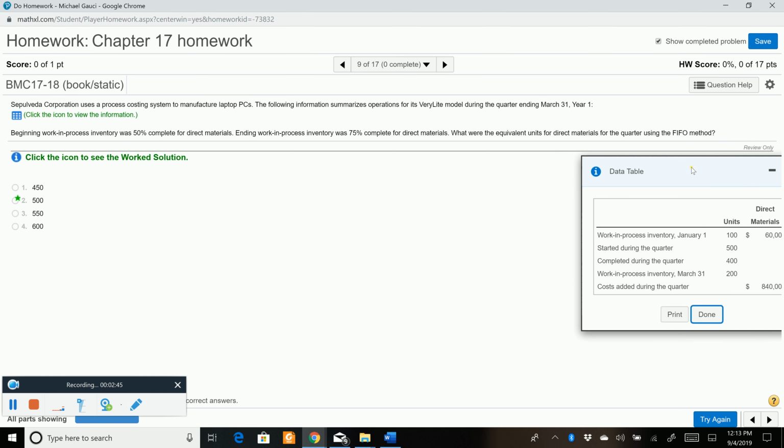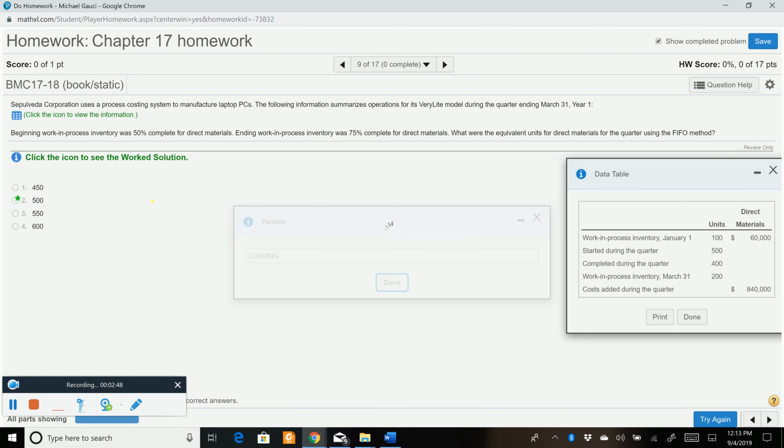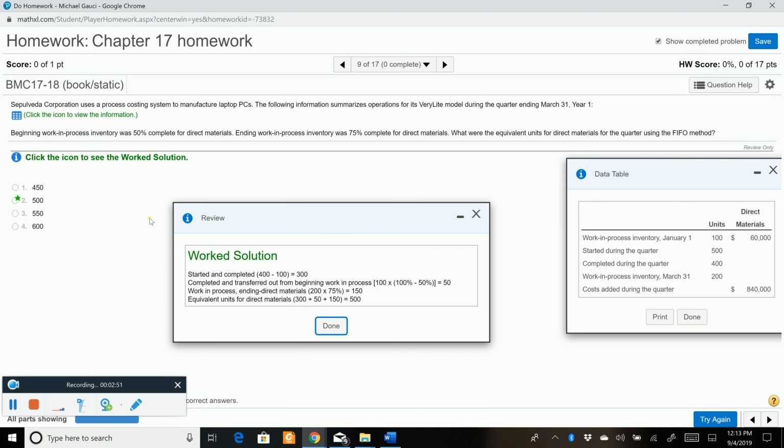Okay, in this next exercise, we actually have a company that uses process costing to manufacture laptop PCs. Their beginning WIP was 50% complete for direct materials. The ending WIP was 75% complete for direct materials. And we need to figure out equivalent units for direct materials. But you see, in this example, we're not going to be using the weighted average method. We are going to use the FIFO method. Remember, FIFO stands for first in, first out. So it's a little bit more complicated than the weighted average.